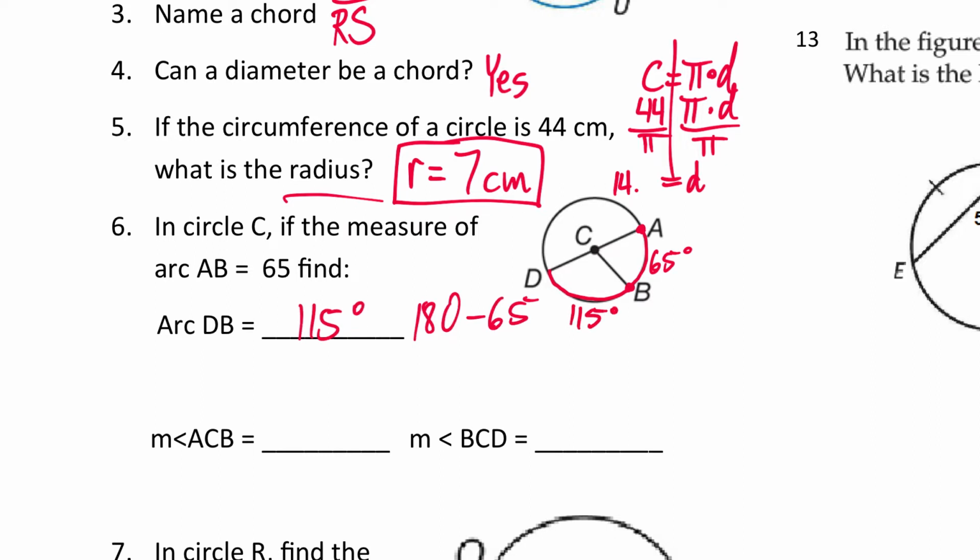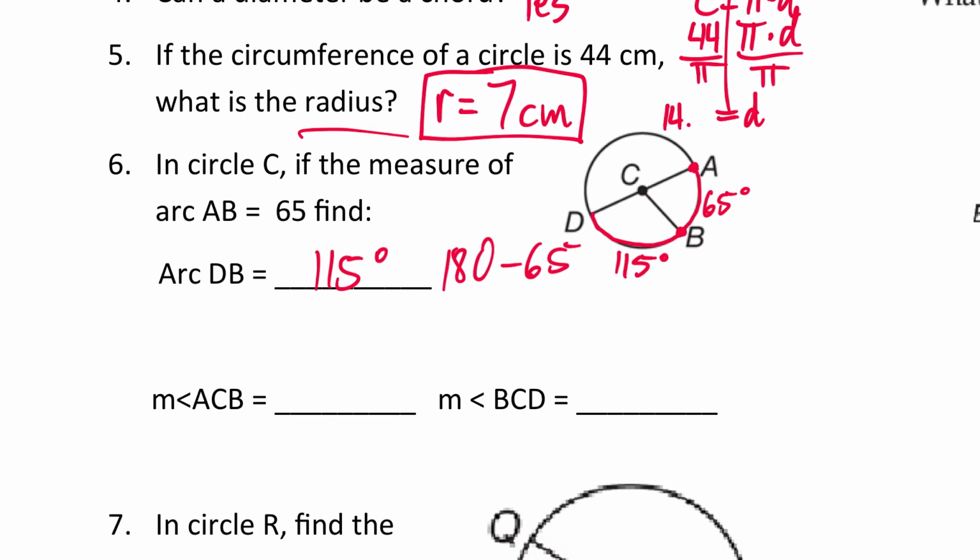Now, this asks for the measurement of these angles. So angle ACB is this angle right here. How big is that angle? 65. Remember, the central angle and its arc are congruent to each other. The central angle and its arc are congruent. So how big is angle BCD right here? 115 degrees.